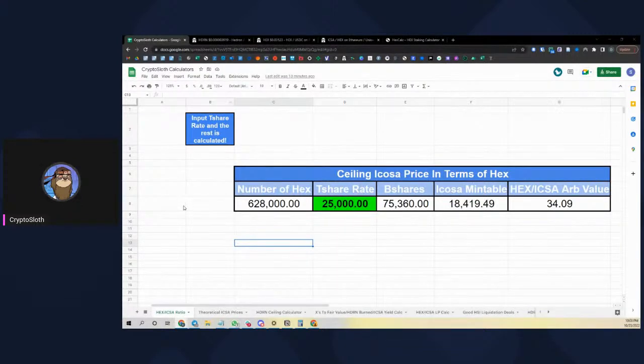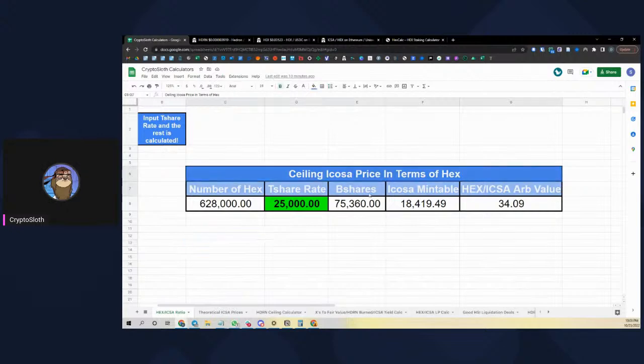So this is the CryptoSloth Calculator Excel spreadsheets. There are several of them here, and we're just going to go through them one by one slowly, and I'll explain how to use each one of them. This one is really simple. It is just a quick calculator that'll show you, if you input the number of HEX and the T-share rate, the number of B shares that stake would be if it's a Quattro Cinco stake. So this is only for 5555s. It'll give you how much ICOSA is mintable, but the main thing I was trying to calculate is what the HEX to ICOSA R value would be at a given T-share rate.